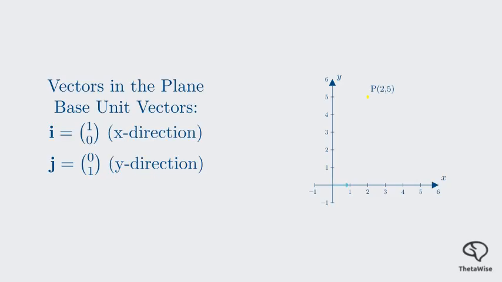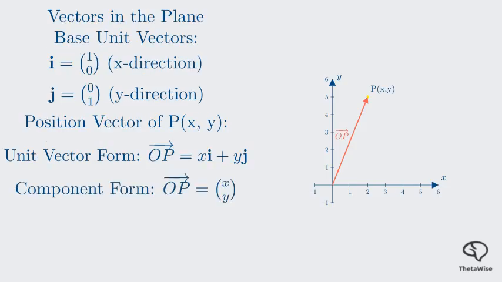These vectors are orthogonal, meaning they are at right angles to each other. Now let's consider a point P with coordinates (x, y). The position vector from the origin O to P can be thought of as a displacement of x units in the x direction and y units in the y direction. We can express the position vector OP in 2 main forms.